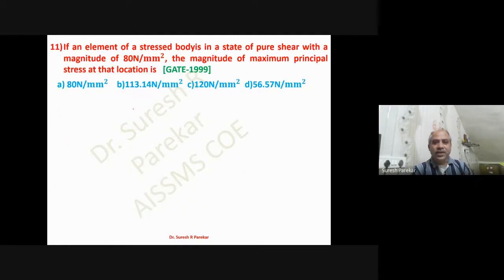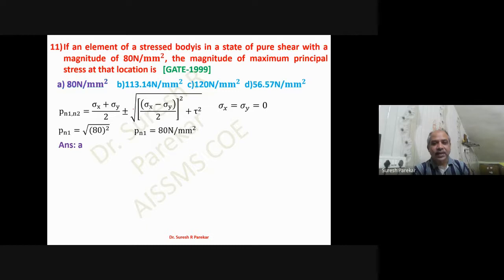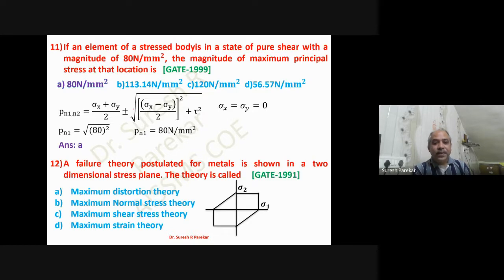If an element of a stressed body is in a state of pure shear with a magnitude of 80 Newton per mm square, what is the magnitude of the maximum principal stress at that location? Now you can see you have sigma x 0, sigma y 0. So you have only sigma 1 and sigma 2 equal to plus minus tau, and the maximum value is plus 80, that is, 80 Newton per mm square. Option is A. Then, a failure theory postulated for metals is shown in a two-dimensional stress plane, and the theory is called the maximum shear stress theory.